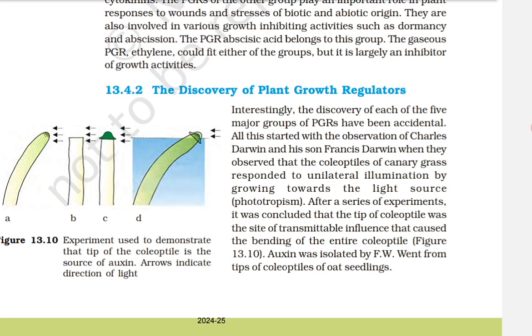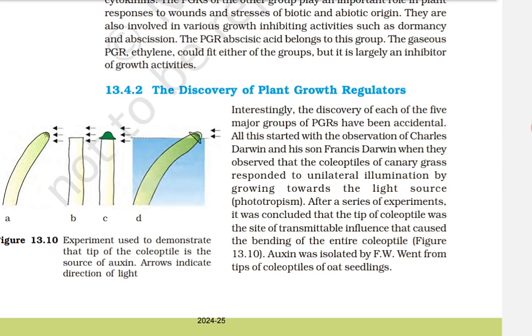The bakanae, foolish seedling disease of rice seedlings, was caused by a fungal pathogen Gibberella fujikuroi. E. Kurosawa in 1926 reported the appearance of symptoms of the disease in rice seedlings when they were treated with the sterile filtrates of the fungus. The active substances were later identified as gibberellic acid.